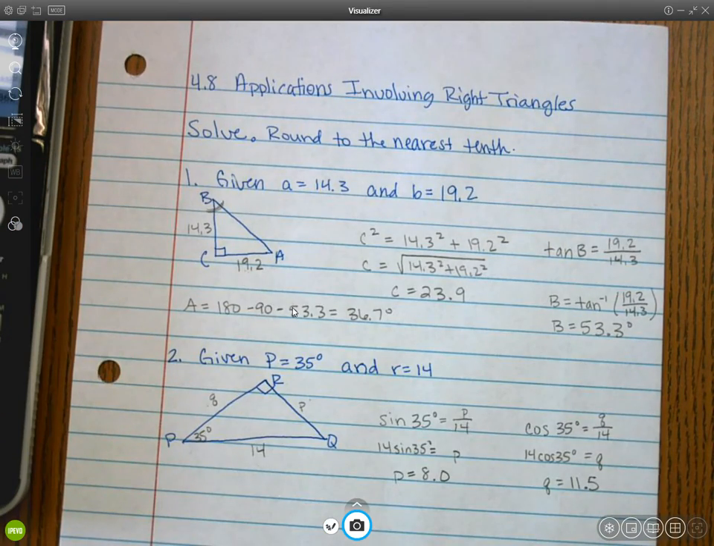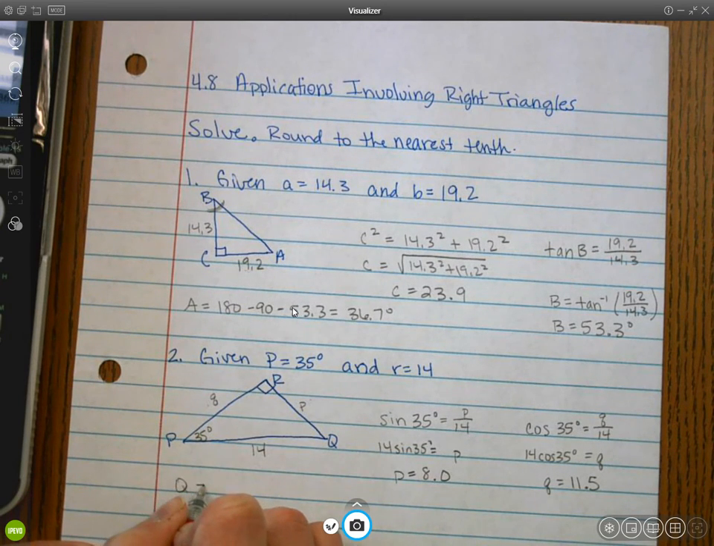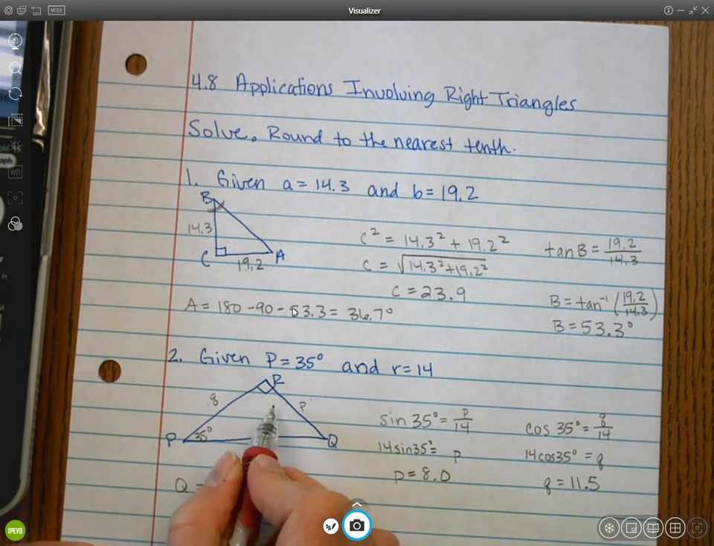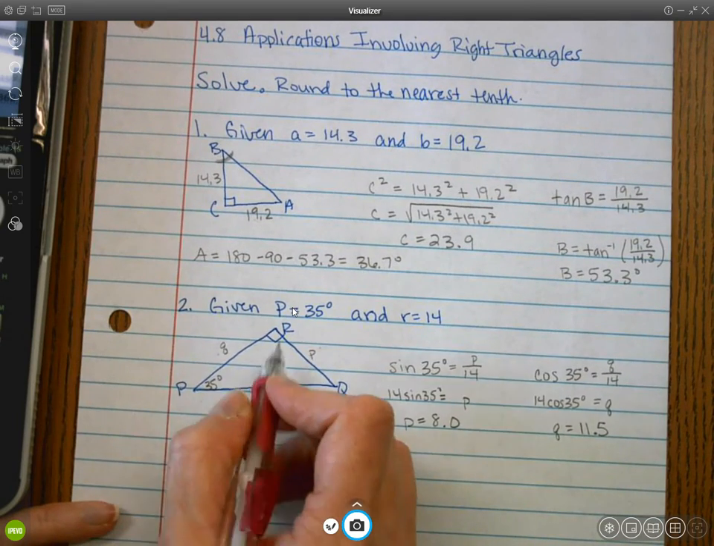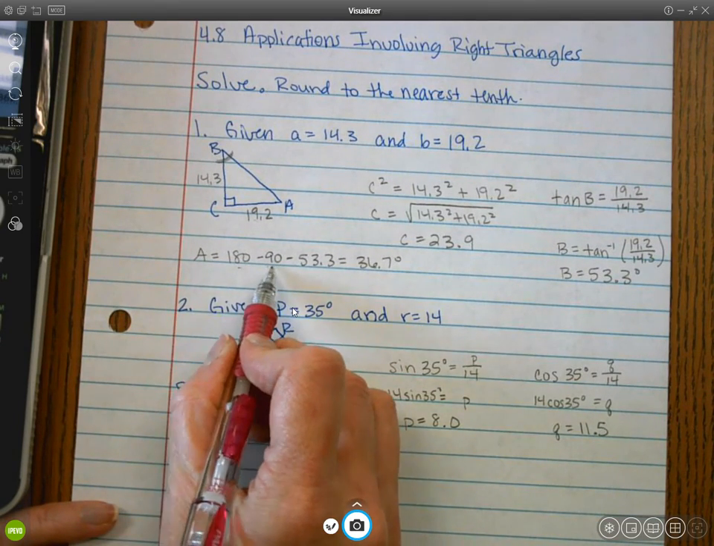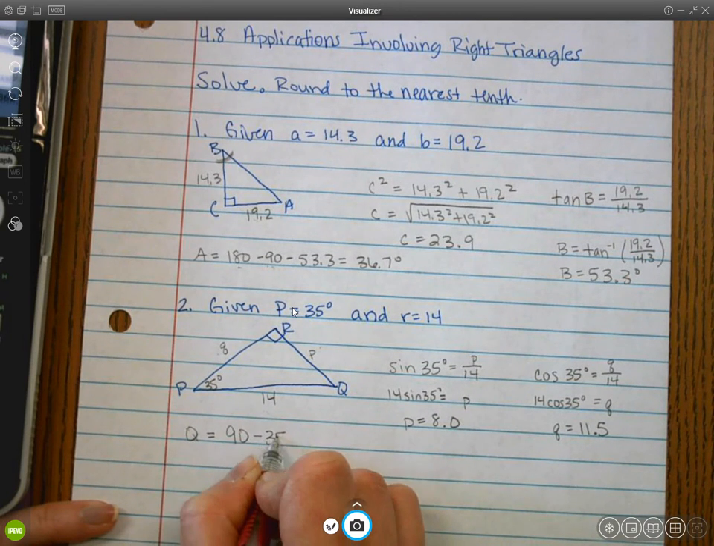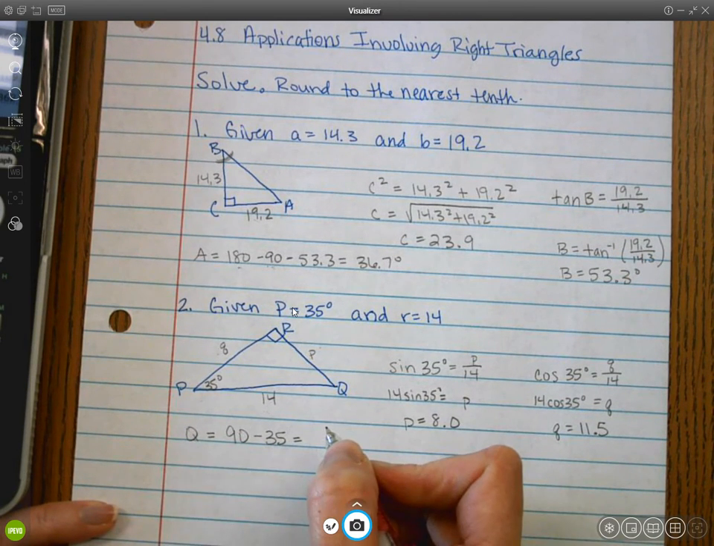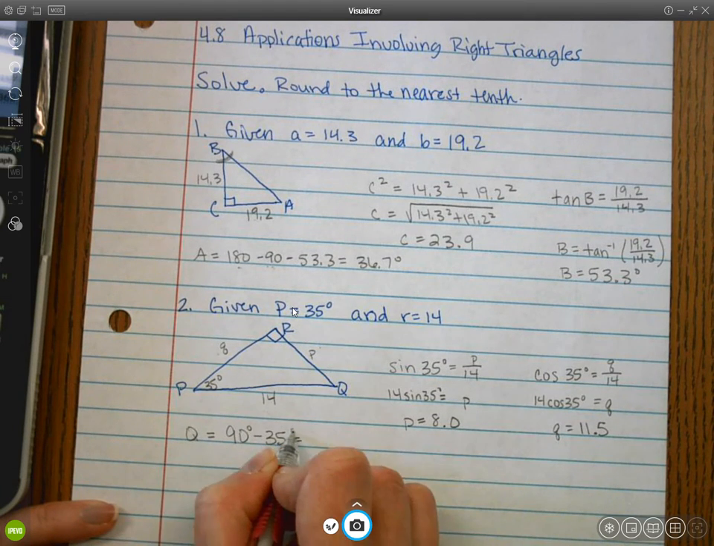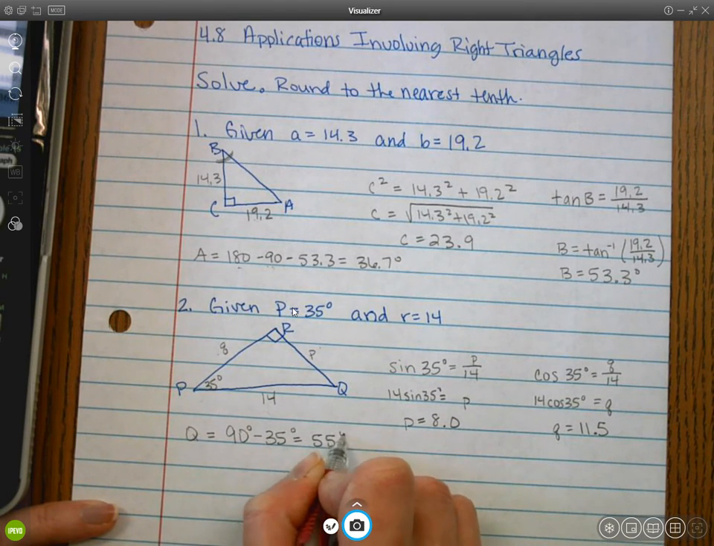All right, when I'm looking for an angle, that's the only time I do an inverse. But on this one, I don't have to use that to find that missing angle. I can just use the fact that I know that a triangle adds up to 180. I'm also on this one going to understand that this is going to always be 90, so I'm just going to say 90 minus 35, and that gives me a 55-degree angle for angle Q.